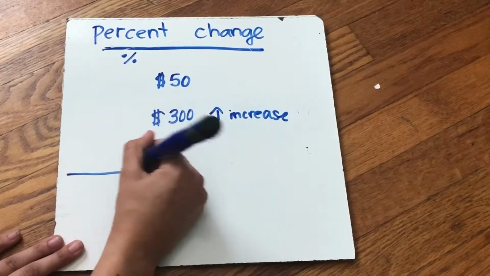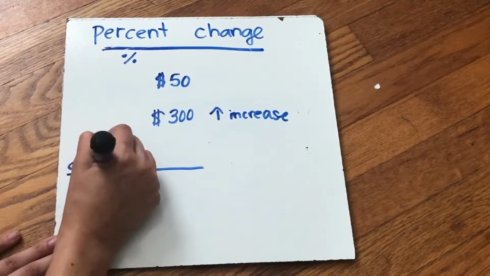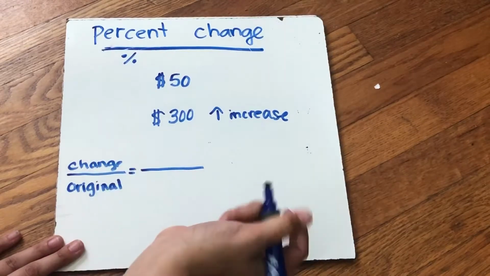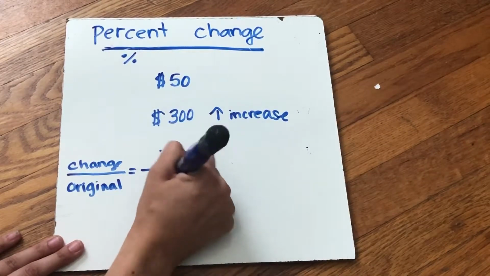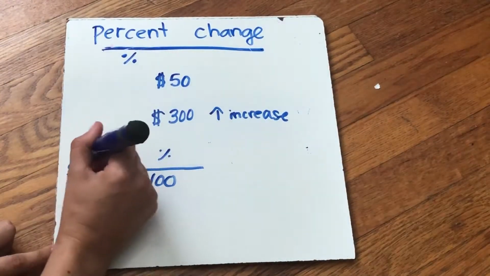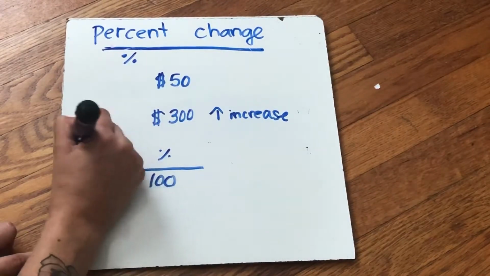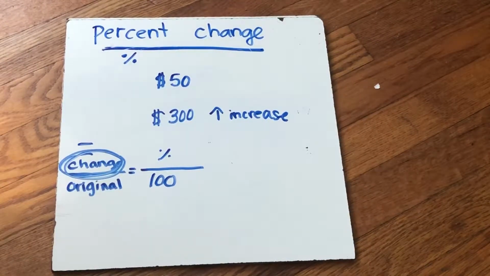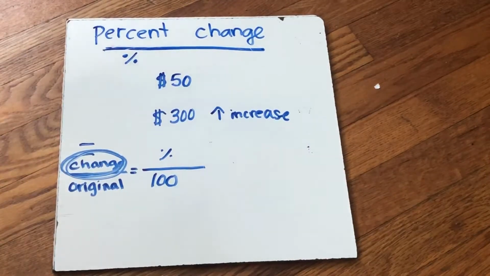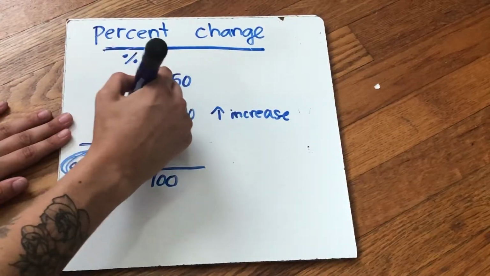So our words, our skeleton looks like this. We have change over the original equals percent over 100. So the main difference with this type of proportion problem is this part right here, this change. This change, you're going to have to subtract to get. You're going to have to subtract the smaller number from the bigger number because you're trying to see how much did it change. You're not going to put either of those numbers in here. You're going to put the difference between those two numbers.